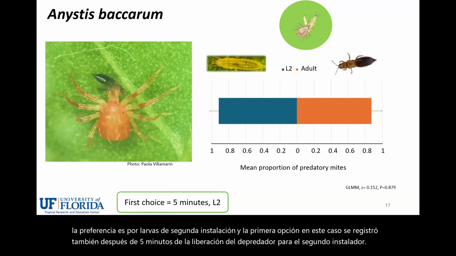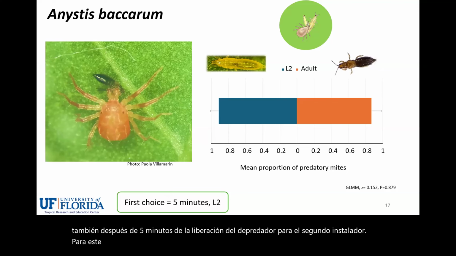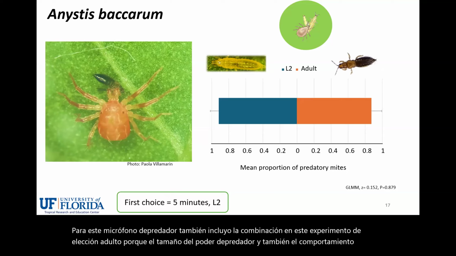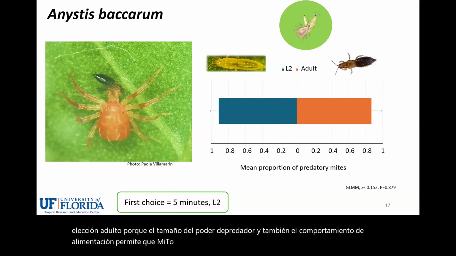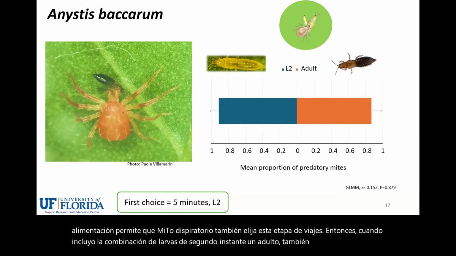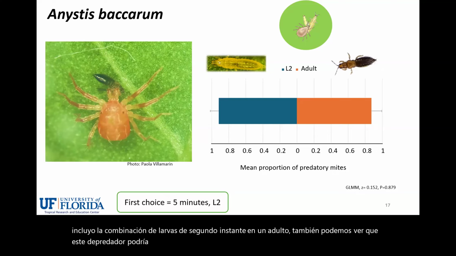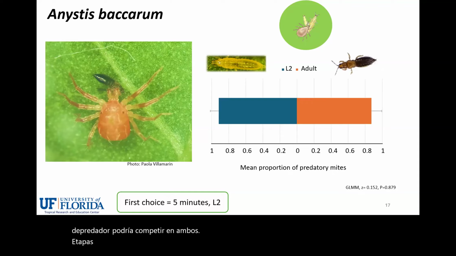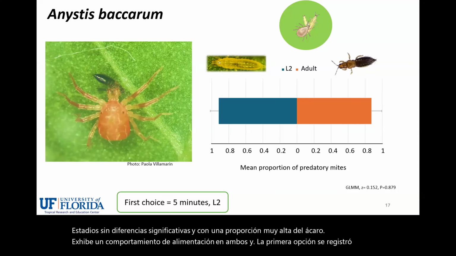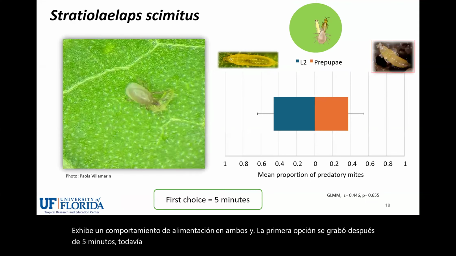For this predatory mite, I also include in the combination in this choice experiment the adult, because the size of the predatory mite and also the feeding behavior allows this predatory mite to also choose this stage of Thrips. So when I include the combination second instar larvae and adult, we also can see that this predatory mite can feed on both stages with no significant differences, and a very high proportion of the mites exhibit feeding behavior on both. And the first choice was recorded after 5 minutes, still with the first preference for second instar larvae.